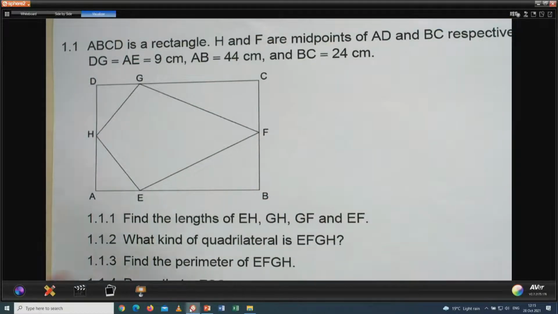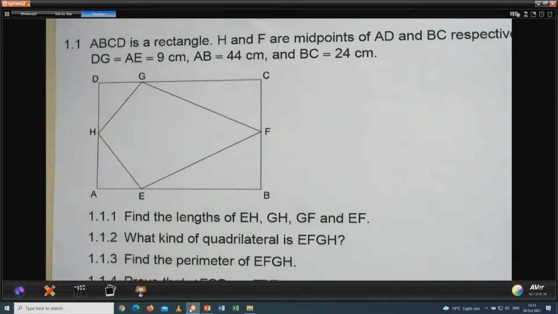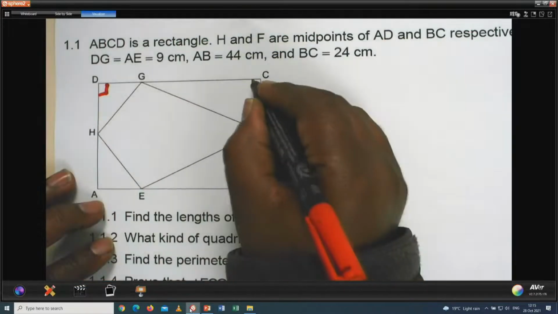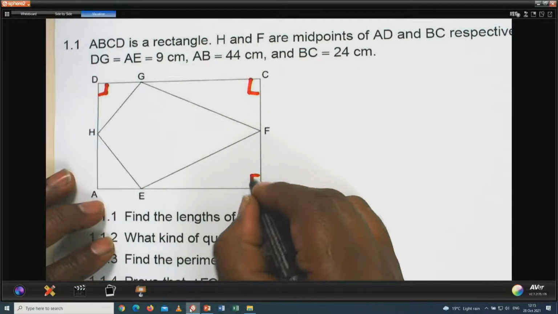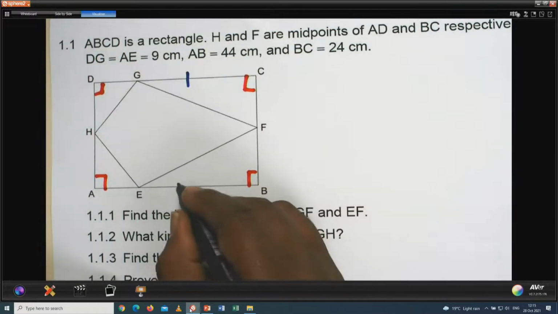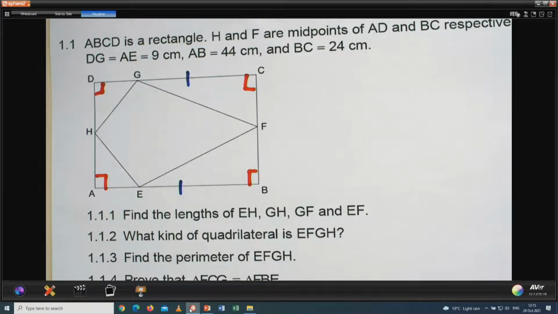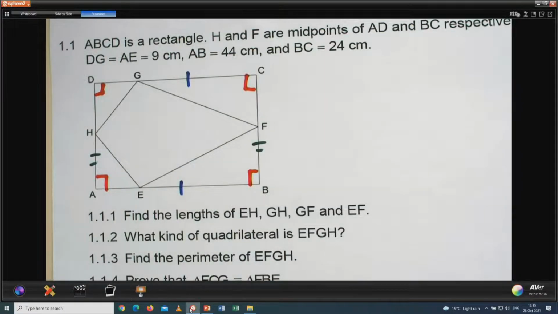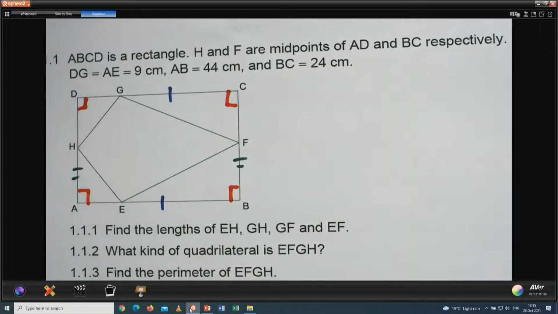Number one, ABCD is a rectangle. Remember the properties of a rectangle. So it tells me already, I mark it: this is 90 to remind me. It tells me this side is equal to this side, and this side is equal to this side. It also tells me the opposite sides are parallel. So you see, I'm making life easy for myself.